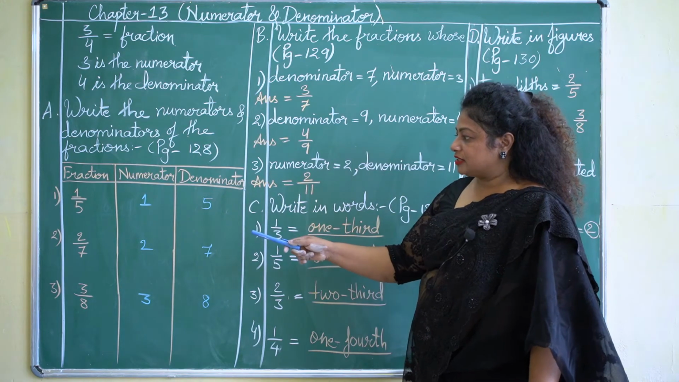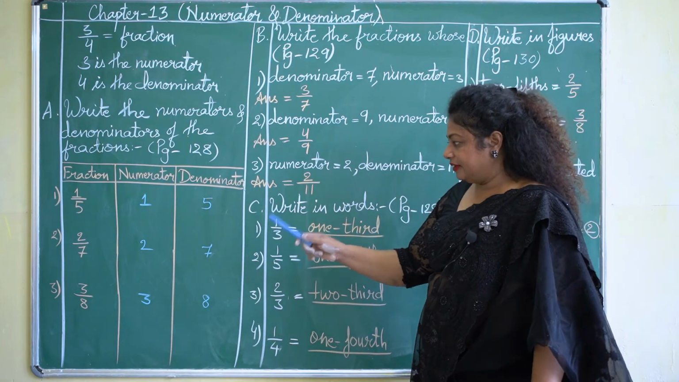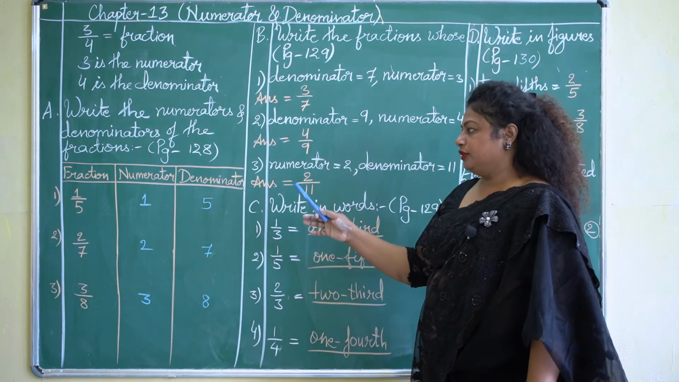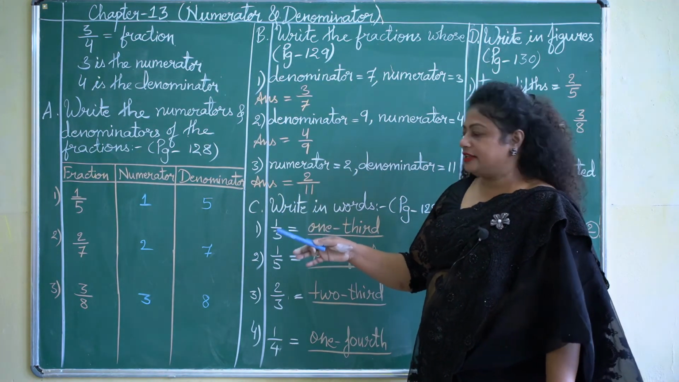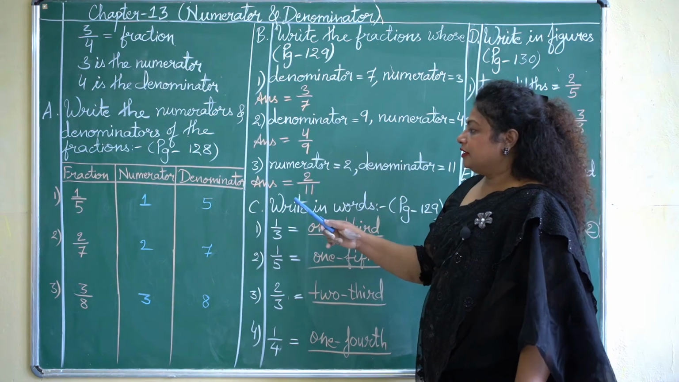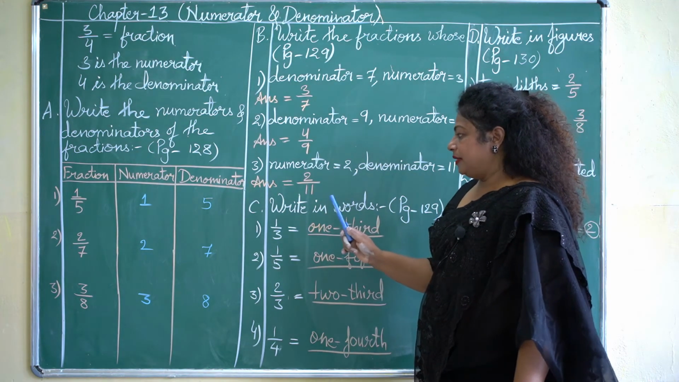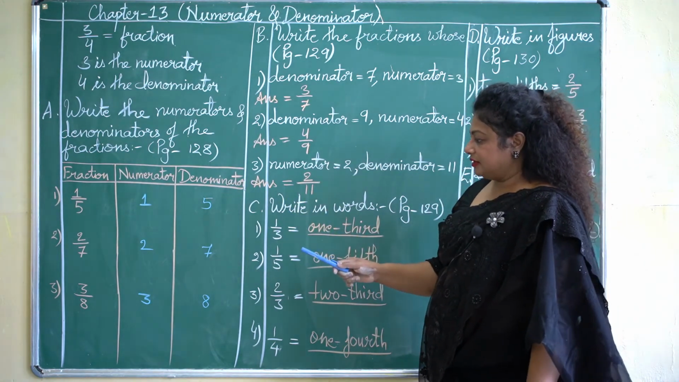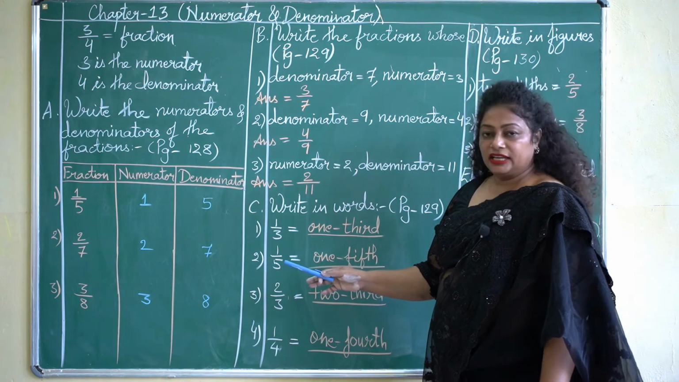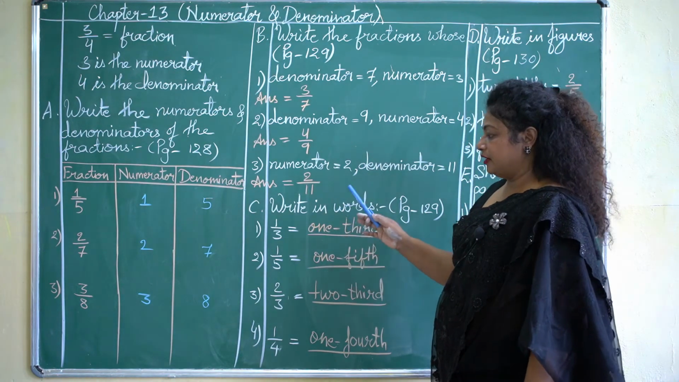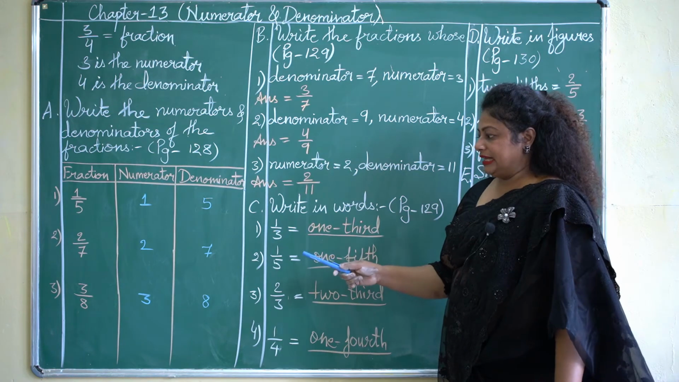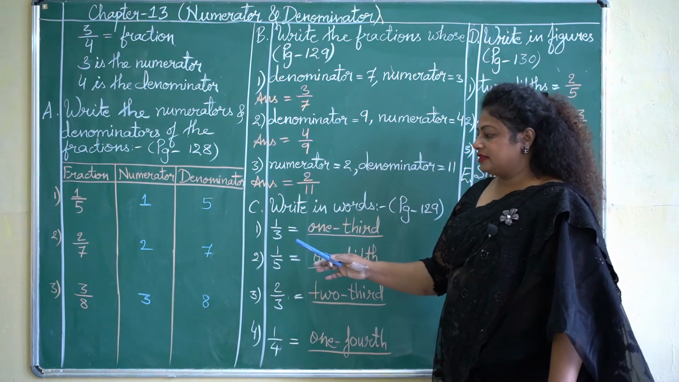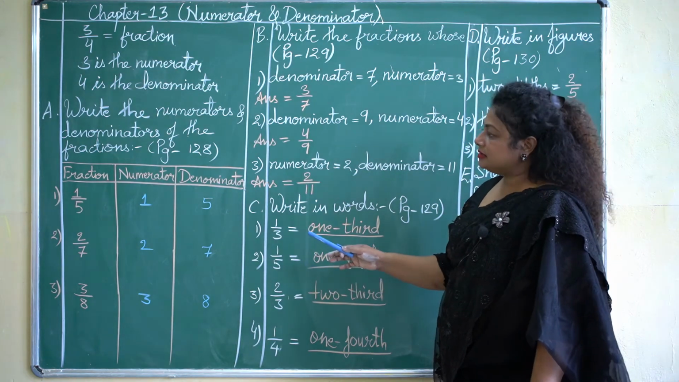Okay, let's come to the next fraction. The next fraction is 2 by 7. Here 2 is written above the line, so this 2 is called the numerator, and 7 is written below the line, so it is called the denominator. So the numerator is 2 and the denominator is 7 of the fraction 2 by 7. Let's come to the third fraction. The third fraction is 3 by 8, given to you in the book on page number 128. In this you can see that 3 is written above the line, so 3 is called the numerator, and 8 is written below the line, so 8 is called the denominator.